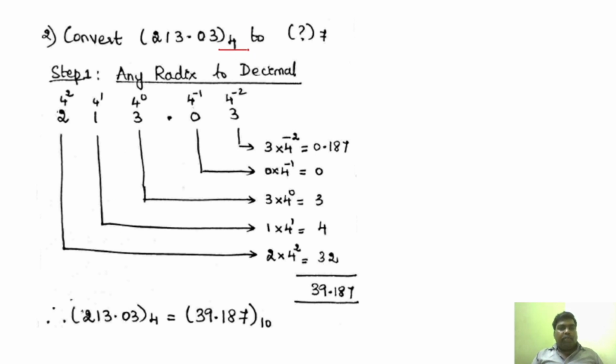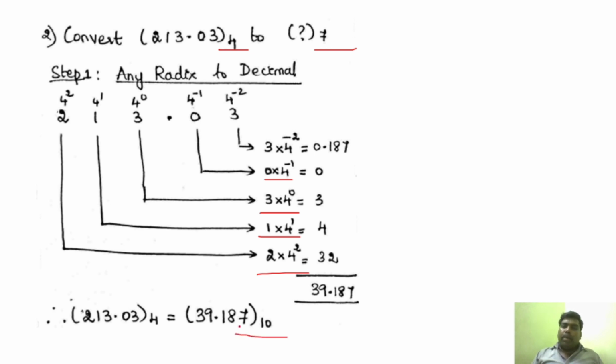Okay, and we will look at another problem, the same steps. You can see the given base 4 and here the base 7. So the base 4 number has to be converted to decimal. For that, I have to expand this number using this particular base. So I expand with powers 0, 1, 2 and this is minus 1 and minus 2, right? So 3 into 4 to the power of minus 2 and again 0 into 4 to the power of minus 1, 3 into 4 to the power of 0, 4 to the power of 1 and 4 to the power of 2. Okay, and if you substitute the values you will get 39.187, right? So this is the decimal number.